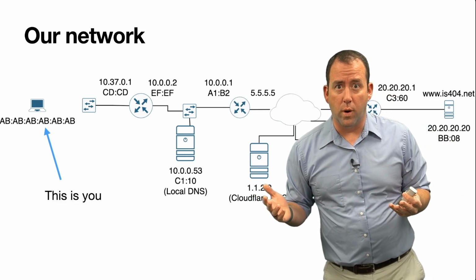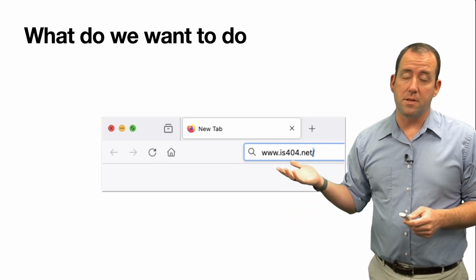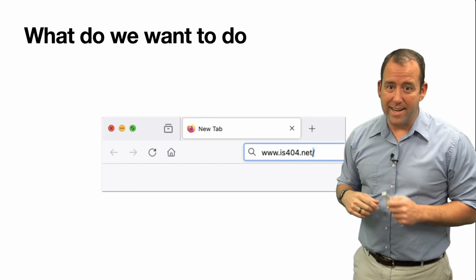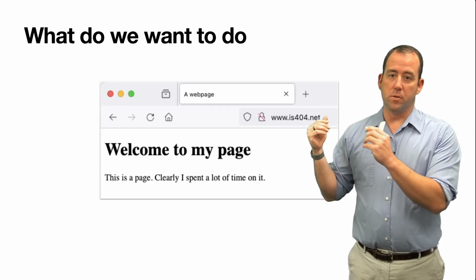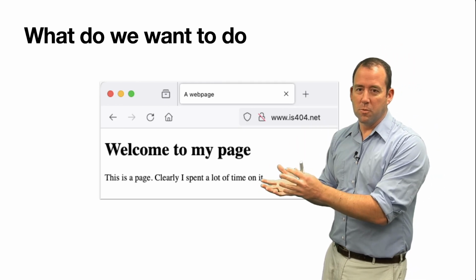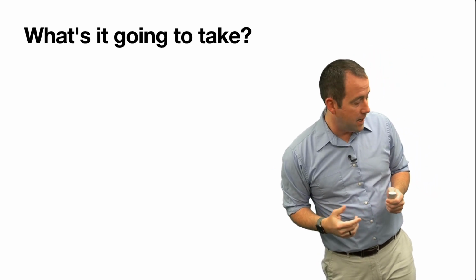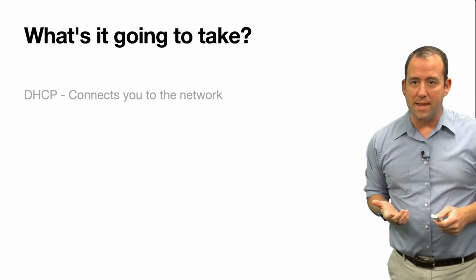So let's go through what it is going to take. What do we want to do? We want to open up a browser, go to www.is404.net, hit enter, and then watch this beautiful website. Look at that. It's just such a spectacular website. Watch what happens when it loads, all the things that are going to go into that. So what's it going to take? What does it take to make that happen?